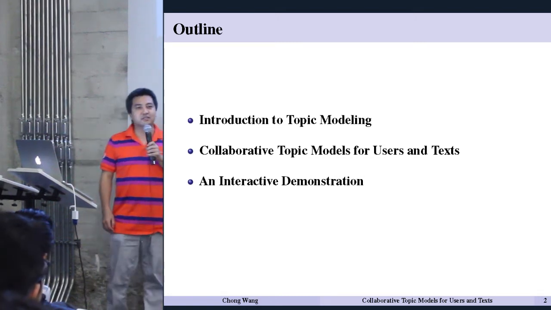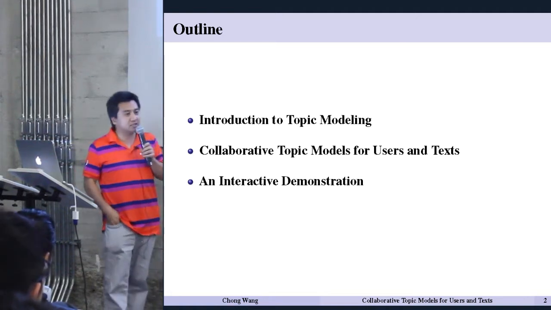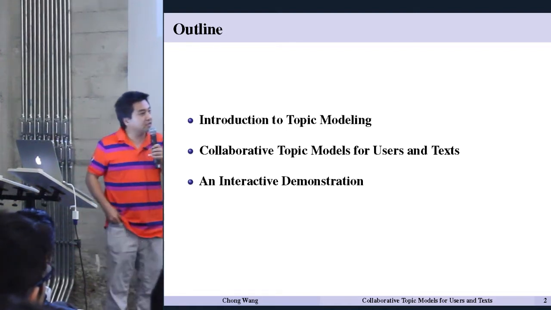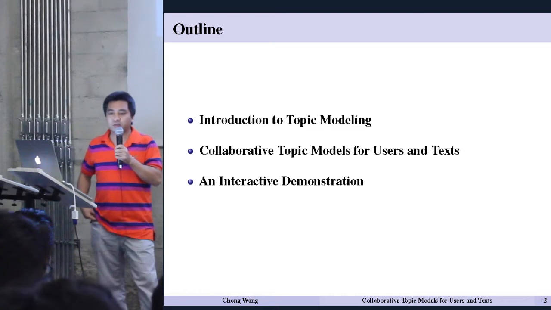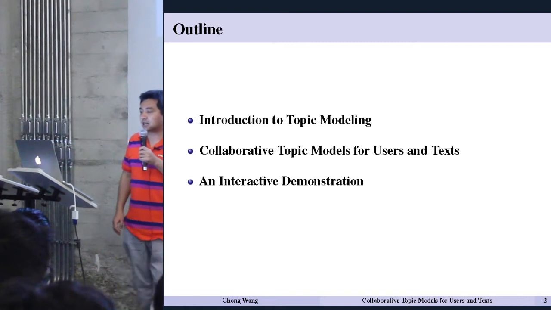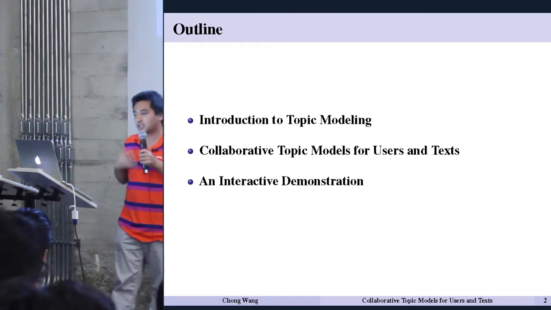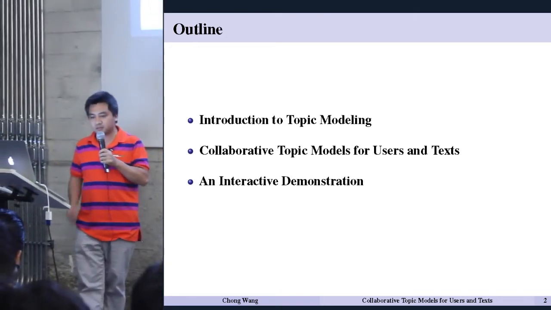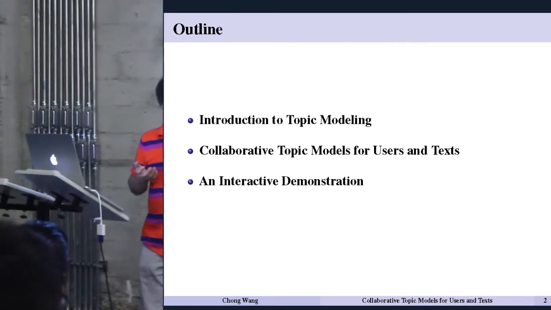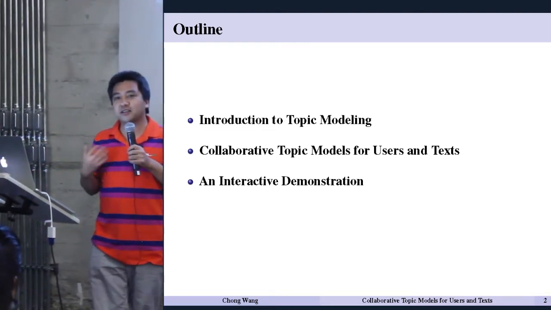Okay, cool. So here's the outline. First, I'm going to talk about the basics of topic modeling. This covers what a topic model is and what it can be used for. Next, we're going to talk about collaborative topic models, which are a generalization of basic topic modeling that simultaneously models users' behaviors and textual documents. Finally, I'm going to show a small demo that incorporates the ideas in these collaborative topic models, and how you can use it to recommend scientific articles.